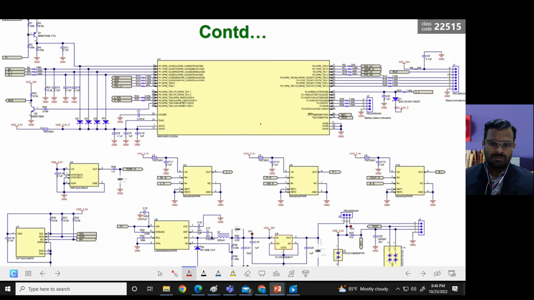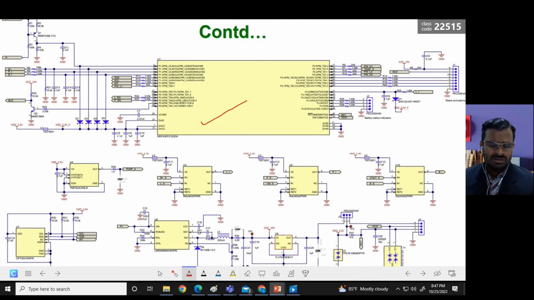So this is the microcontroller block, and as I told you, it takes the input from all the sensors like the voltage sensor, current sensor, temperature sensor and light sensor. And according to the code, or according to the requirement, it gives the output signals to turn on and turn off the MOSFETs or switches.